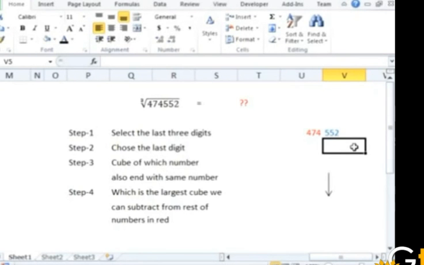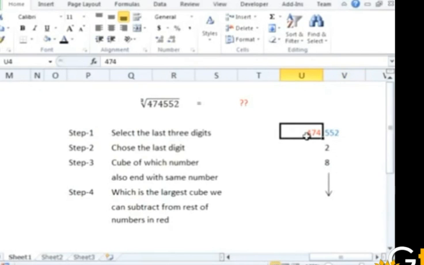So the last digit of that last 3-digit number is 2. Cube of which number also ends with the same digit? So 2 cube is what? 8, right? And now, which is the largest cube we can subtract from the rest of the number in red? So I'm taking the rest of the number, that is 474, right? I'm going to identify which cube fits with this number.